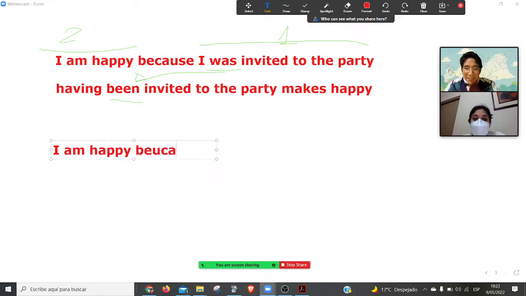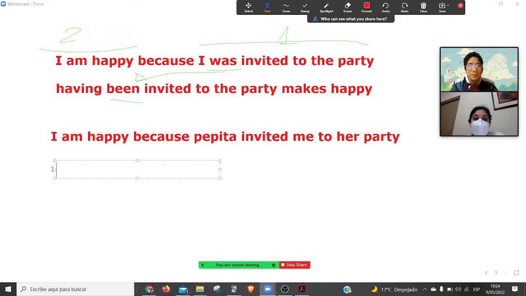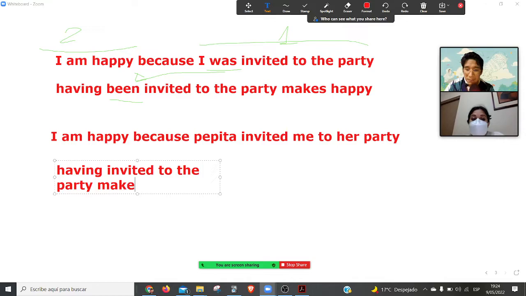Now, focus on this. I am happy because Pepita invited me to her party. What do you think here? I think we can't do it because it's a different subject. Yeah, different person. The first one is I, and the second is Pepita. Because if you say having invited to the party makes me happy.